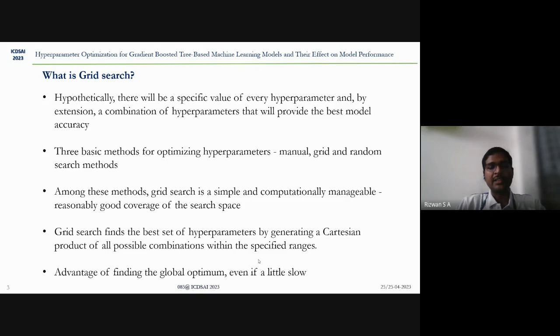Grid search finds the best set of parameters by generating a Cartesian product of all possible combinations within the specified ranges which are provided by the user. So we provide the ranges, and within that range, the grid search tries to find the optimal combination of hyperparameters. The advantage of grid search is also that it helps us find a global optimum, even if it is a little slow. So at the price of speed, we are gaining something which is very less resource intensive.